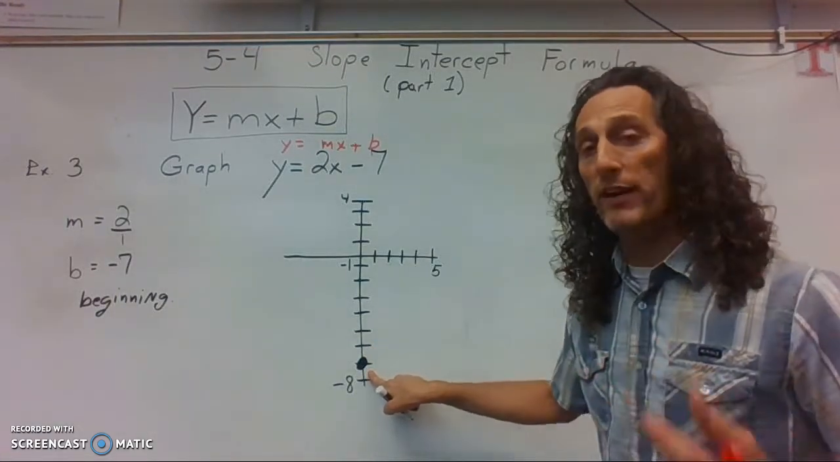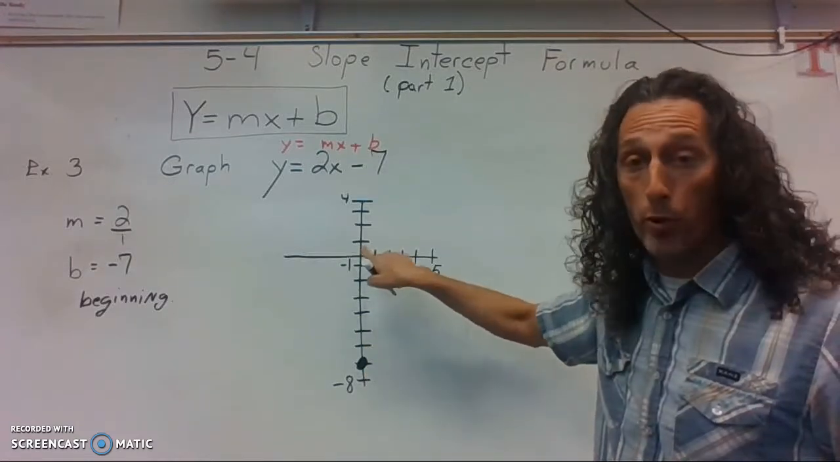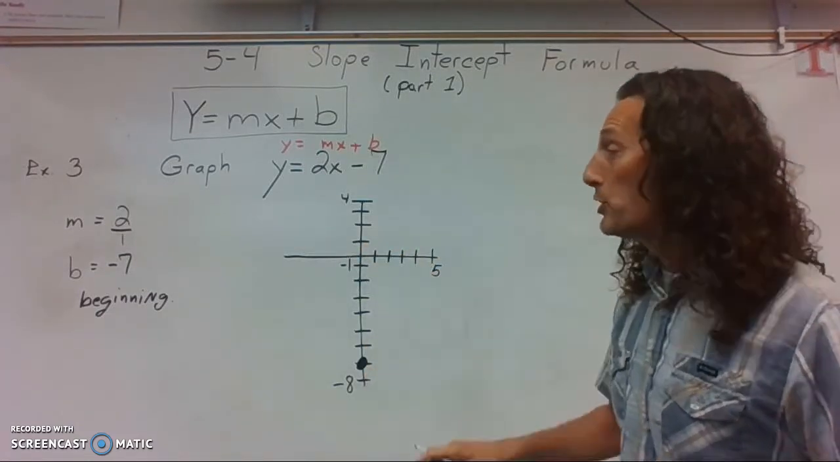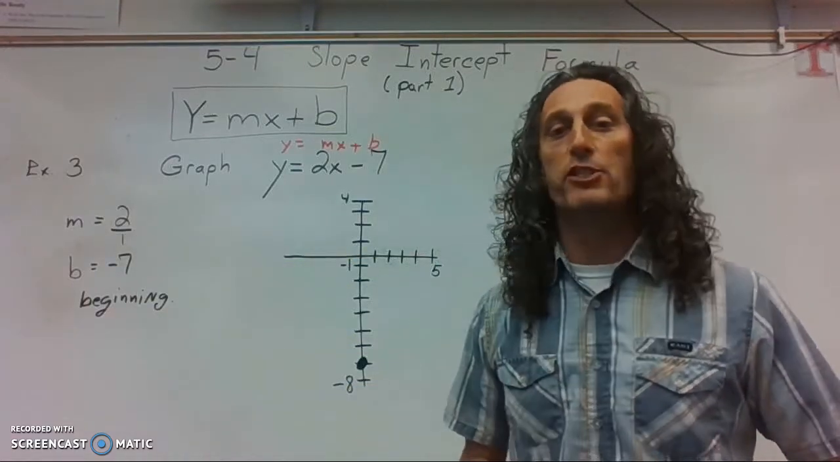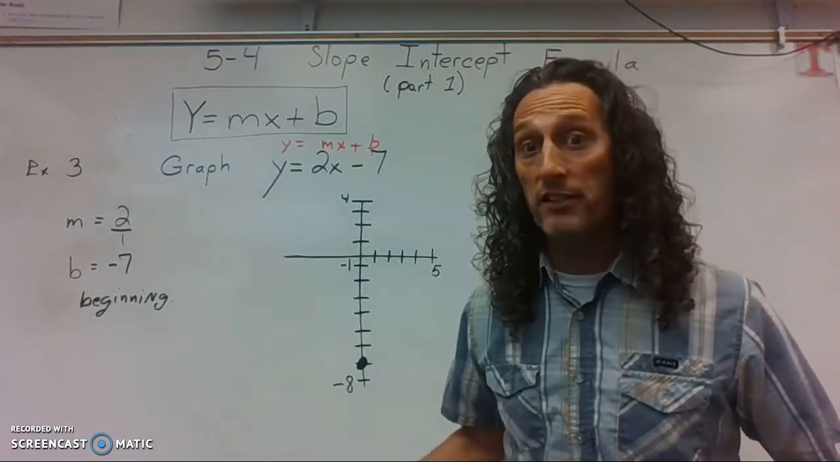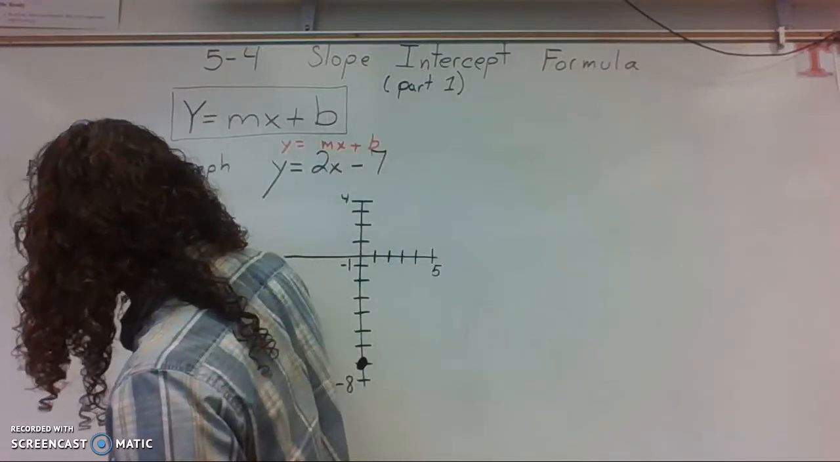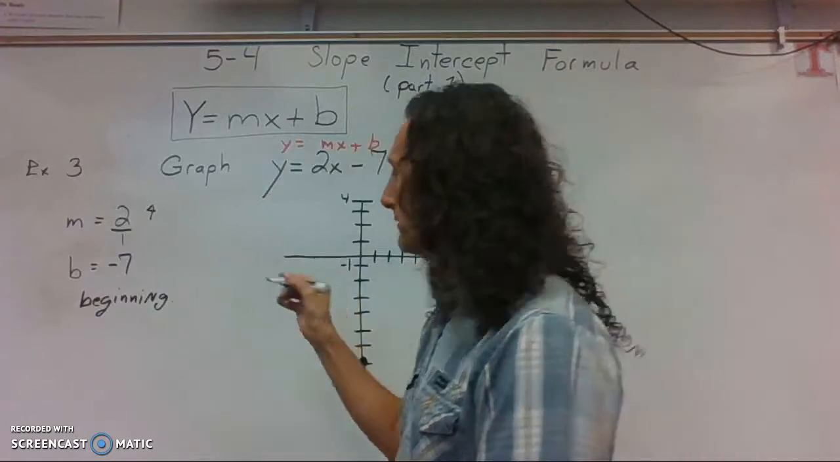This is where the rest of the problem starts. I'm not going to start from the origin anymore. I'm going to start from the beginning, the y-intercept. Now I'm going to use my slope. Now remember, slope is the directions. It's not a point, it's directions. It makes lots of points, but it's directions. And remember, since that's positive, that's going to go up, and we always travel to the right.